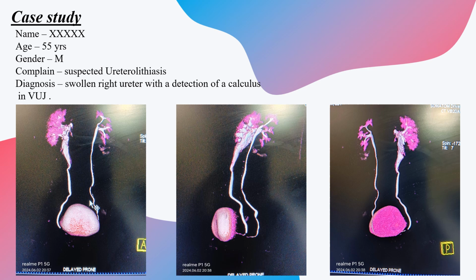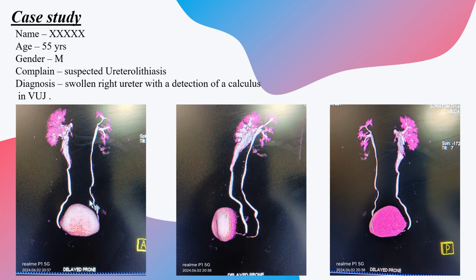Now, here is a case study to get a proper overview of how a CT urogram looks, or how a CT urogram helps in diagnosis. The patient name is unidentified, age is 55 years, gender is male. The main complaint of the patient was suspected ureterolithiasis, and the diagnosis is a swollen right ureter with detection of a calculus in the vesico-ureteric junction.